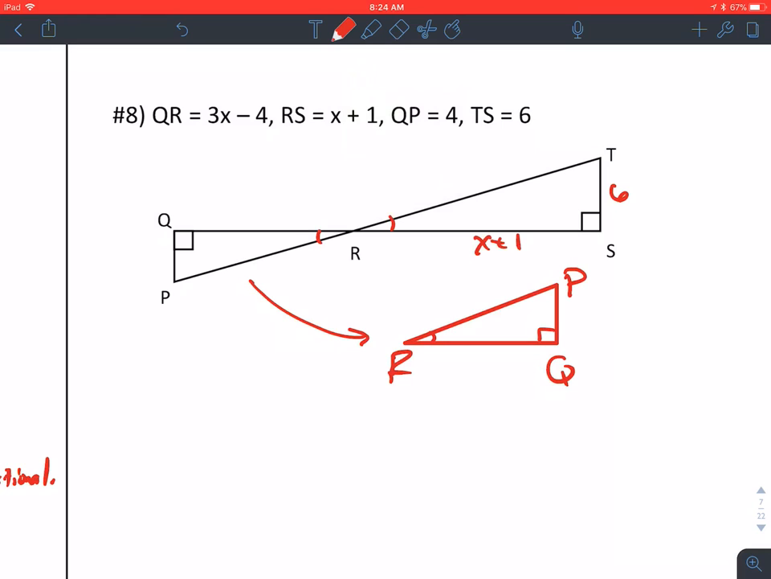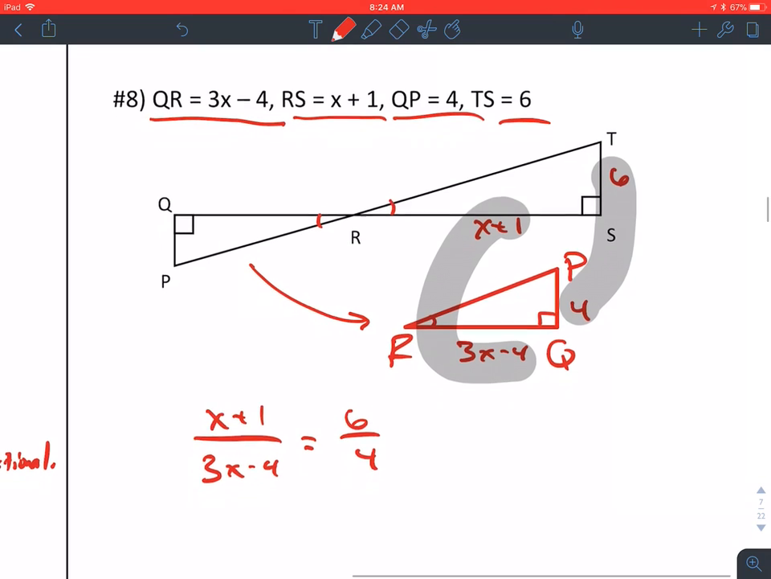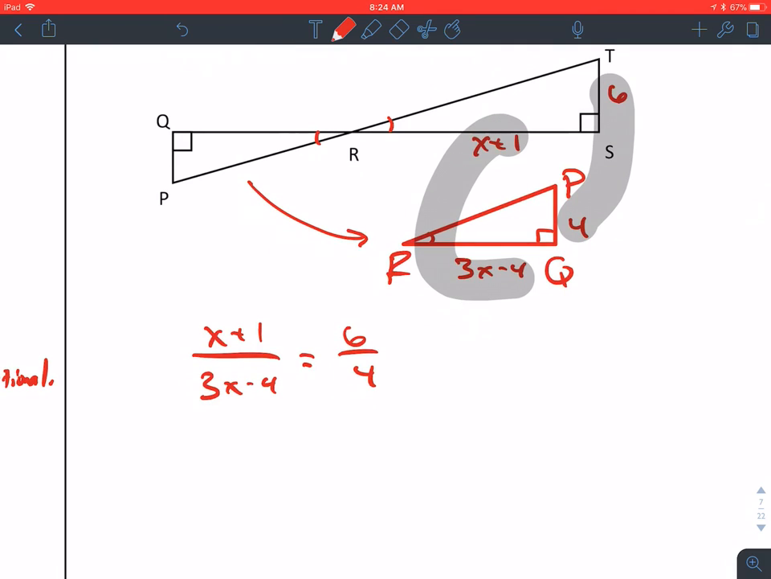I apologize for that. So QR is 3x minus 4. RS is x plus 1. QP is 4. TS is 6. This is going to work out better. It's possible that the last equation I had would have worked in a different situation, but my equation wasn't right because my picture wasn't right. 6 over 4 reduces to 3 over 2.